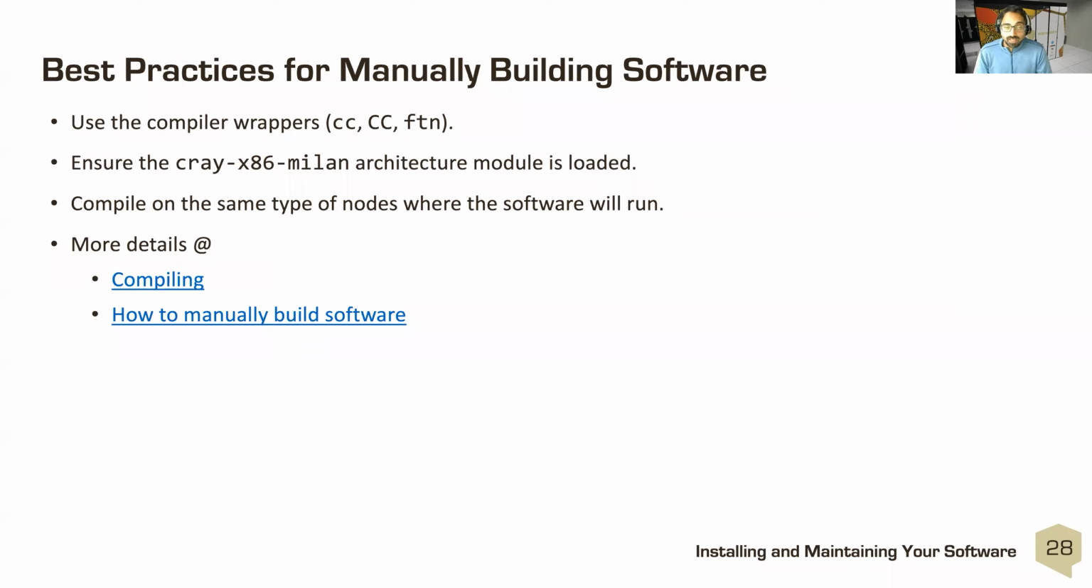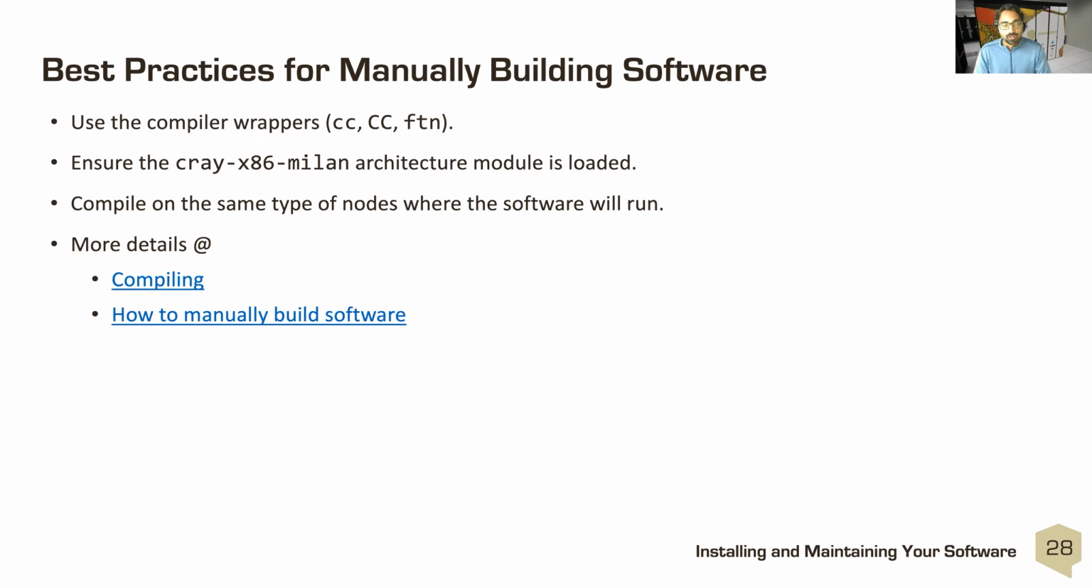So the best practices, again, to reiterate, are to use compiler wrappers, and also to ensure that the Cray x86 Milan architecture module is loaded. This is loaded by default. It just tells the compiler wrappers that they're going to build software optimized for the Milan hardware architecture. The recommendation is also to compile on the same nodes where the software will run.